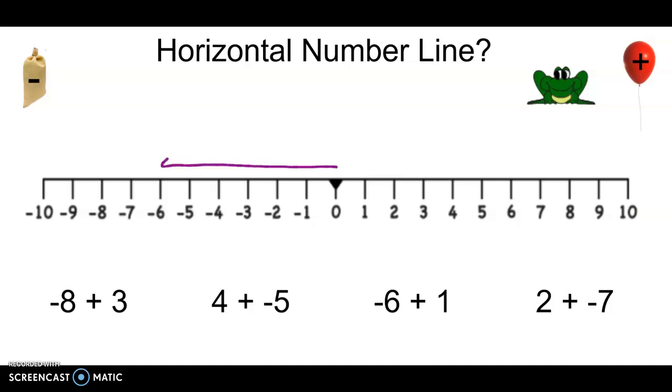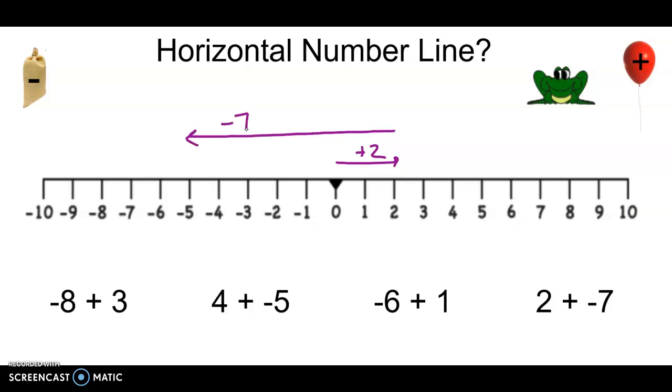6 sandbags, 1 balloon. I have 5 more sandbags than I do balloons. I end up at negative 5. And my last one, 2 plus negative 7. 2 balloons. You're drawing these on your paper as we go, thinking through it, following along. And then 7 negatives, 7 sandbags. 1, 2, 3, 4, 5, 6, 7.